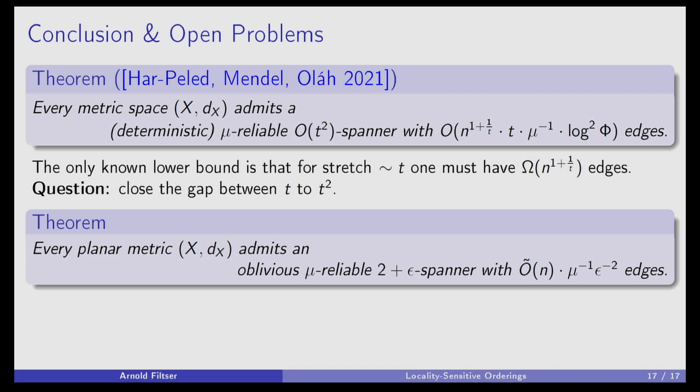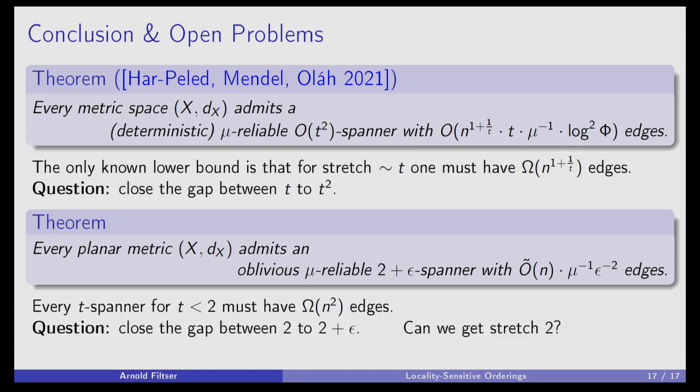Another question is about oblivious reliable spanners for planar graphs. We get stretch 2 plus epsilon with this number of edges, and you cannot go below 2, but maybe you can get exactly 2. So it's still possible to get exactly 2. It would be nice to see if it can be done.